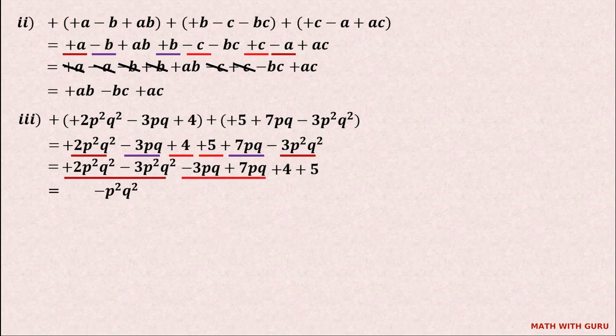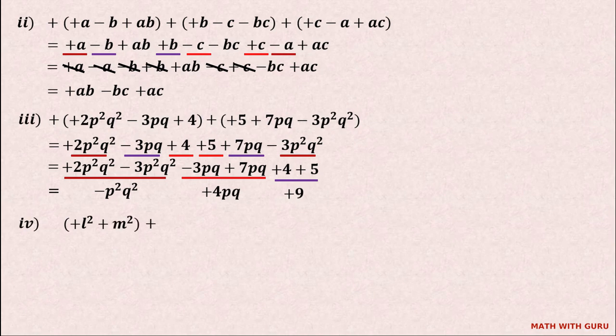Minus 3pq plus 7pq. 7 minus 3 is 4. 7 has positive sign. Therefore, plus 4pq. 4 plus 5. It's quite simple. What is the sum? Obviously 9.